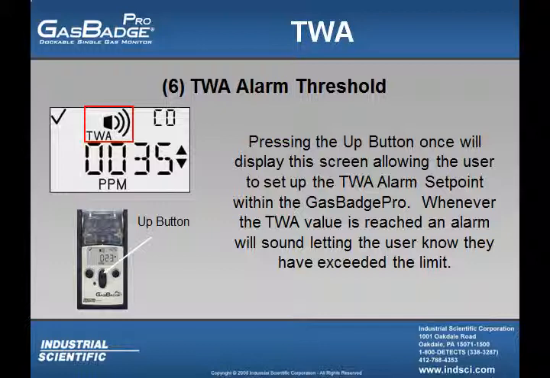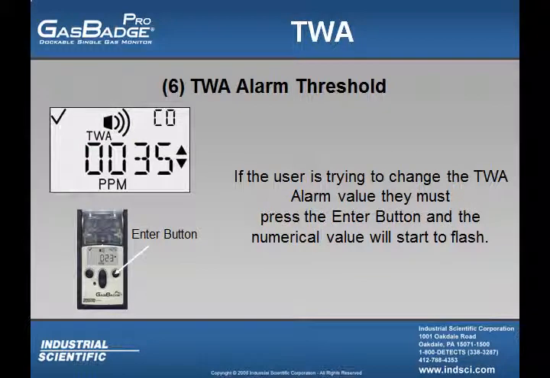Pressing the up button once will show this screen with the words TWA and the buzzer icon showing. This screen allows the user to set up the TWA, or time-weighted average, alarm set point within the GasBadge Pro. If a TWA value is reached or exceeded, then an alarm will sound letting the user know they have exceeded that limit. If the user wants to change the TWA alarm value, then the user must press the enter button.